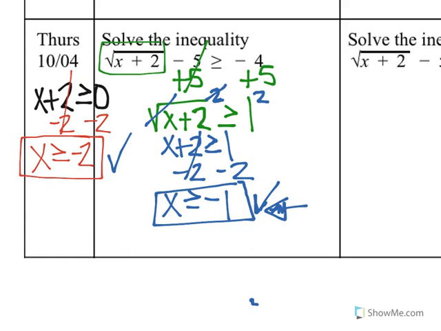And so when you write this, you want to write it as an interval. X has to be greater than negative 1, which means negative 1 will be our lowest value, but x can be any number greater than negative 1. It can go infinitely greater than negative 1, so we're going to go from negative 1 to infinity. And this would be your answer.